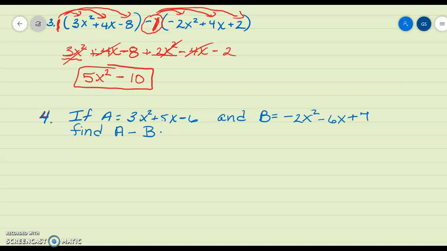Okay, so let's see. They're telling us to find A minus B. So I'm going to make a parentheses for A. And in place of A, I'm going to put 3x squared plus 5x minus 6. And then I'm going to put minus, then I'm going to put a parentheses for the value of B, or the quantity B. So that's negative 2x squared minus 6x plus 7. This is just substitution. Now look at the problem. It's just like all the other ones we've done.